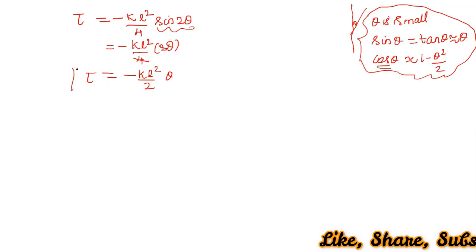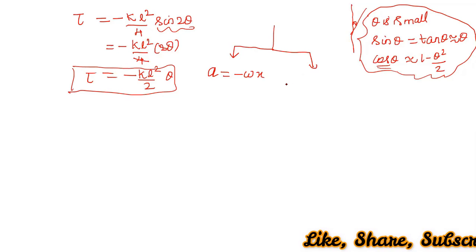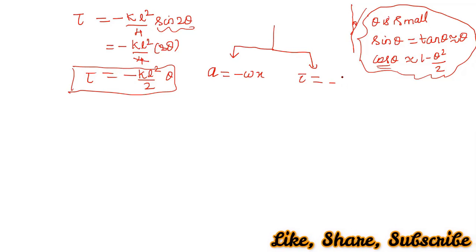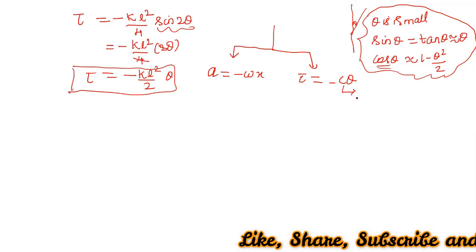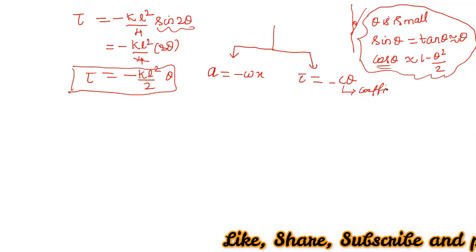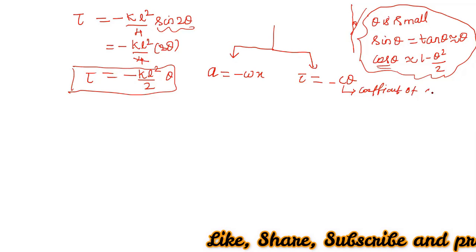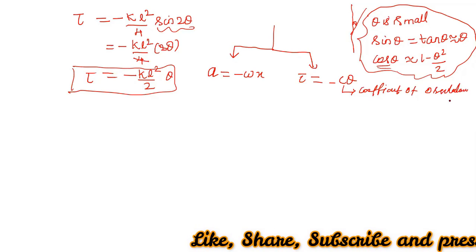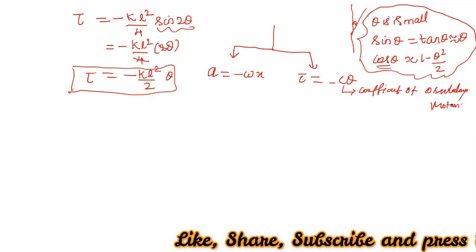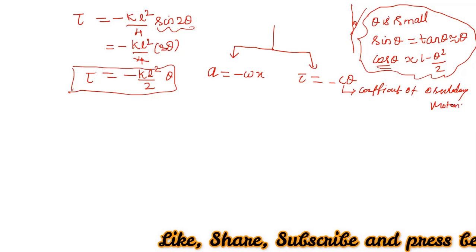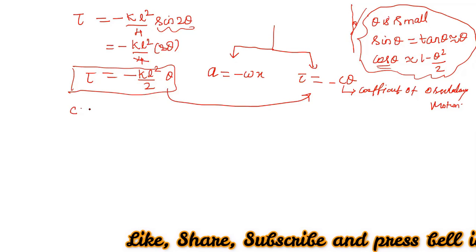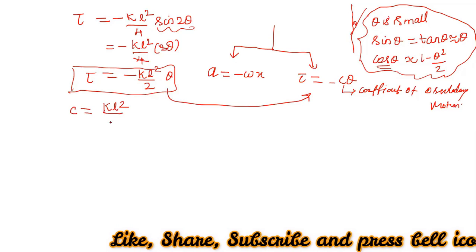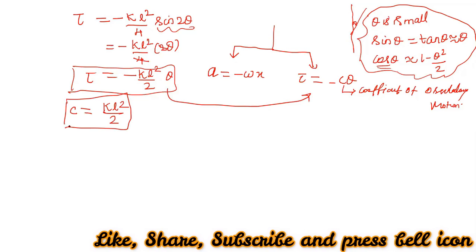Similarly, the torque is nothing but minus c theta. C represents the coefficient of oscillatory motion. Now we can compare these two, so c equal to k L square by 2, right?